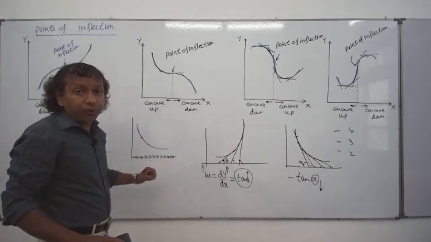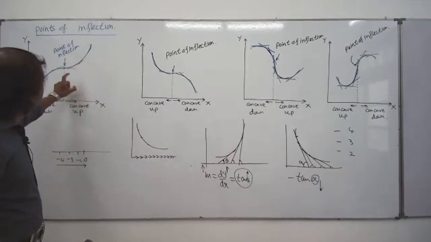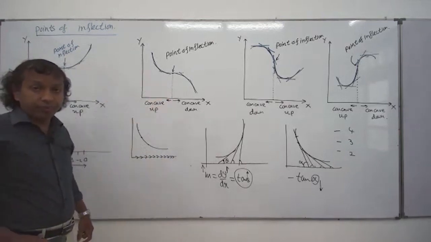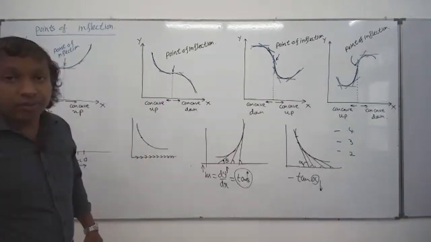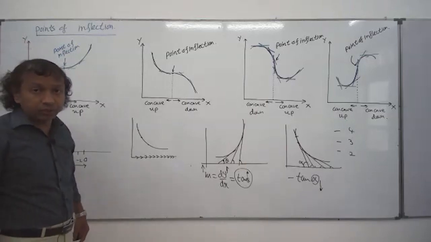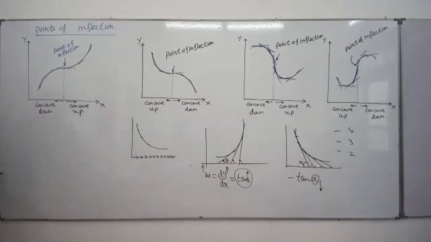Now we are going to draw dy by dx, the graph of dy by dx against x, for each of these graphs. That is very important to us to get the condition for the concavity or the point of inflection at a point. Understood? Okay, right. Now I'm going to draw the dy by dx graph for this.